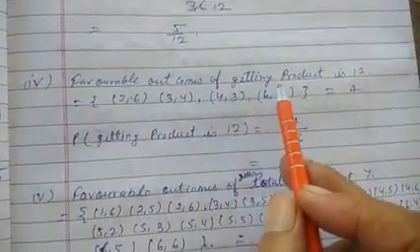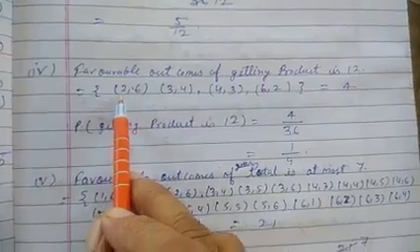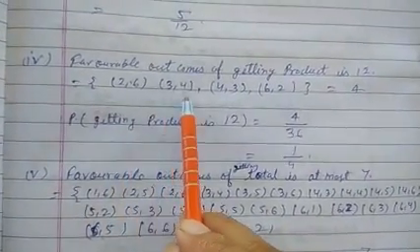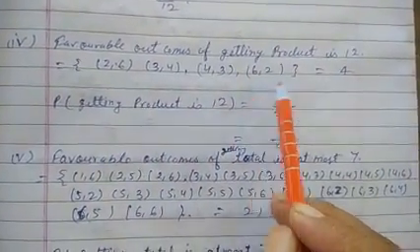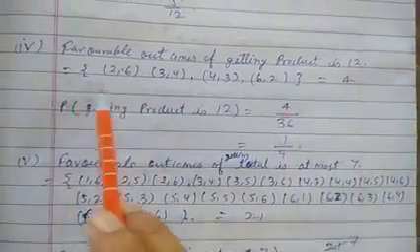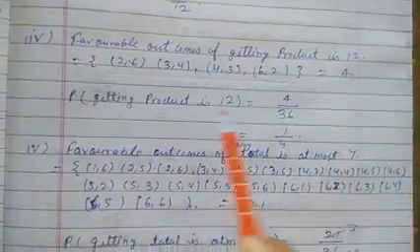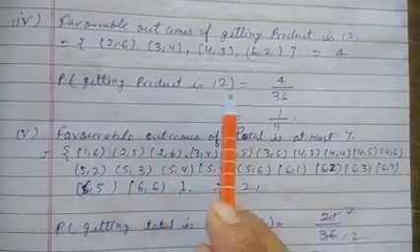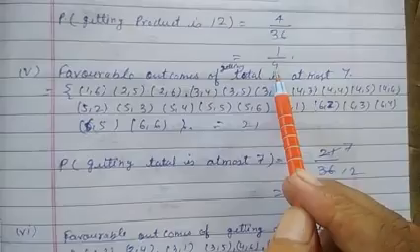The favorable outcomes of getting the product 12. 6 twos are 12. 3 fours are 12. 4 threes are 12. 2 sixes are 12. The total favorable cases are 4. So the probability of the product being 12 is 4 by 36, which comes to 1 by 9.